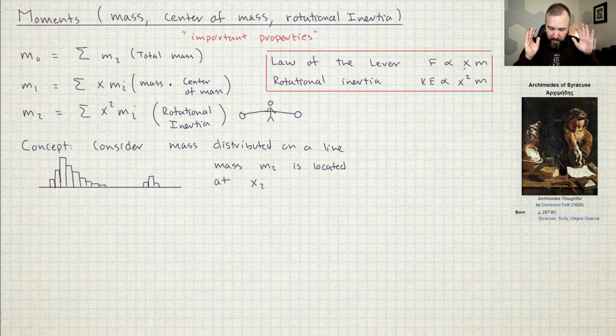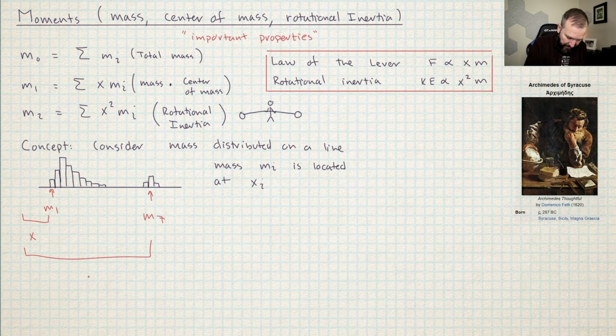Okay, so all of these things, the moments, the mass, the center of mass, and the rotational inertia, all of them are based on these 2 properties right here. So let me try to break down what each of them represents. Suppose that you have some masses and they're all distributed on a line. And I've named all the masses M, and I've named their location X. So maybe this one right here is like M number 1 and its location is like X number 1. And then over here, maybe this is like mass number 7 and its location is like X number 7.